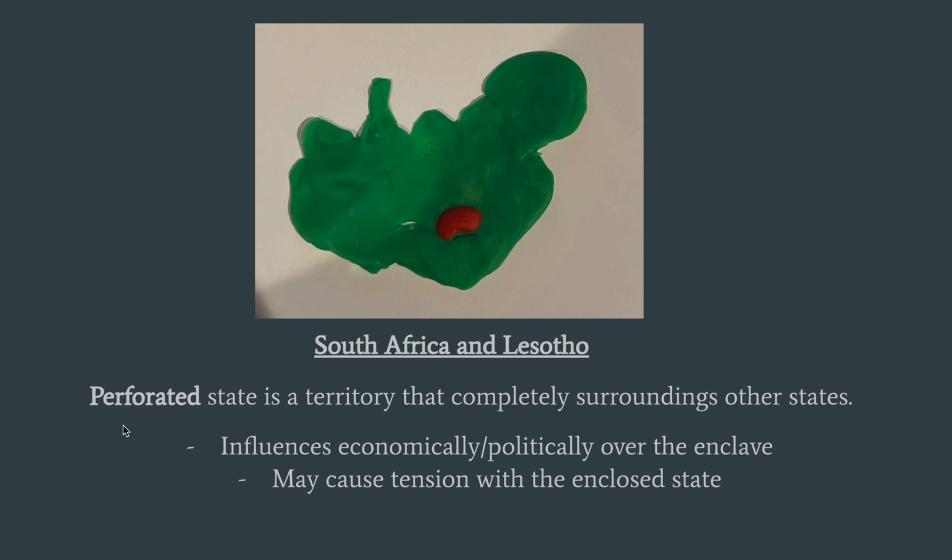Next is the perforated state, and this is when a territory is completely surrounding another state. An example is South Africa and Lesotho because, like the image here, South Africa, the green part, is completely covering the red part, which is Lesotho, a completely different country.